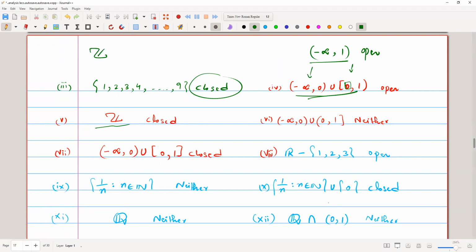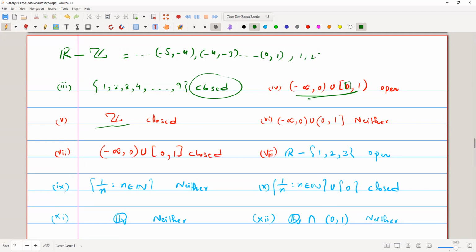If we take the complement of the set Z, that is R minus Z, we are going to obtain open intervals. So R minus Z, we will obtain open intervals like this: (-5, -4), (-4, -3), similarly like that. And if we go on, we have (0, 1), and then (1, 2), and you can see that these are open intervals. So R minus Z will be the union of these open intervals. So open intervals are open sets. So the arbitrary union of open sets is open. Therefore, the complement of this set of integers is open. Therefore, the set itself is closed.